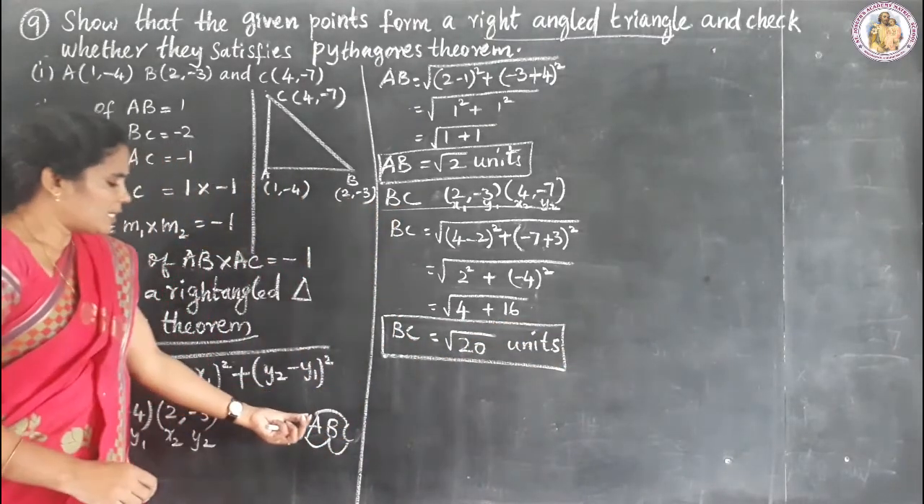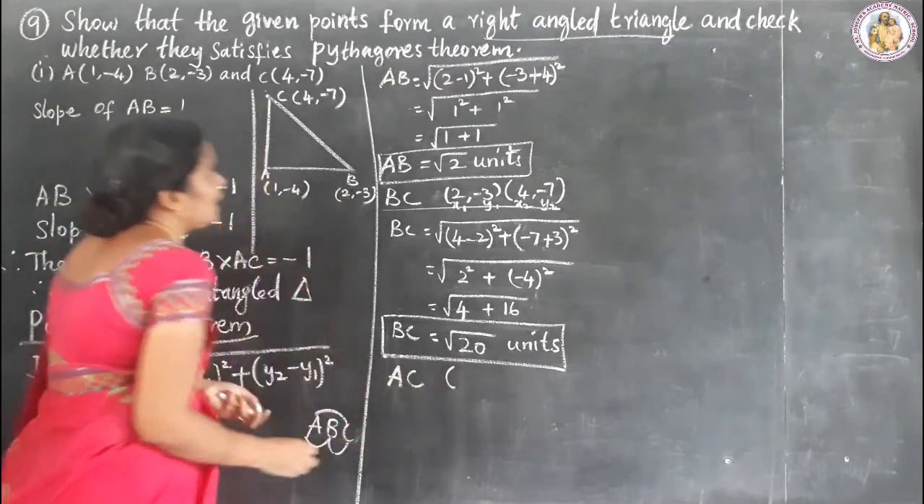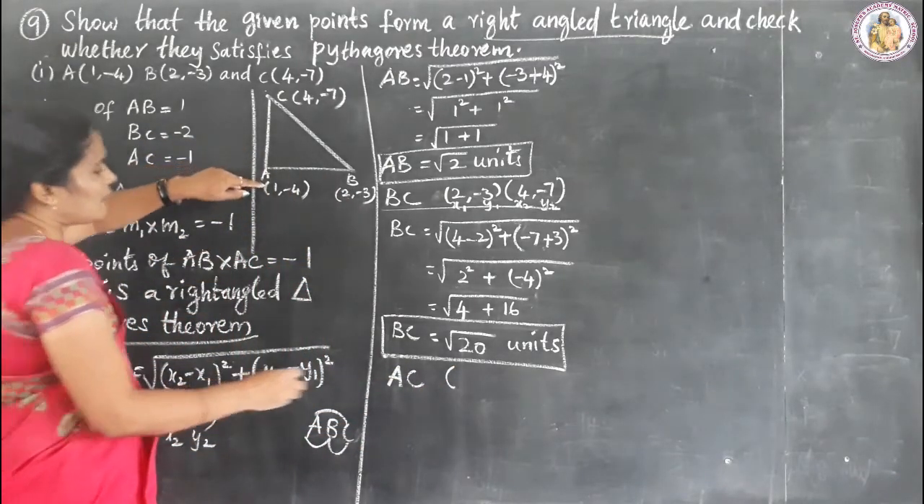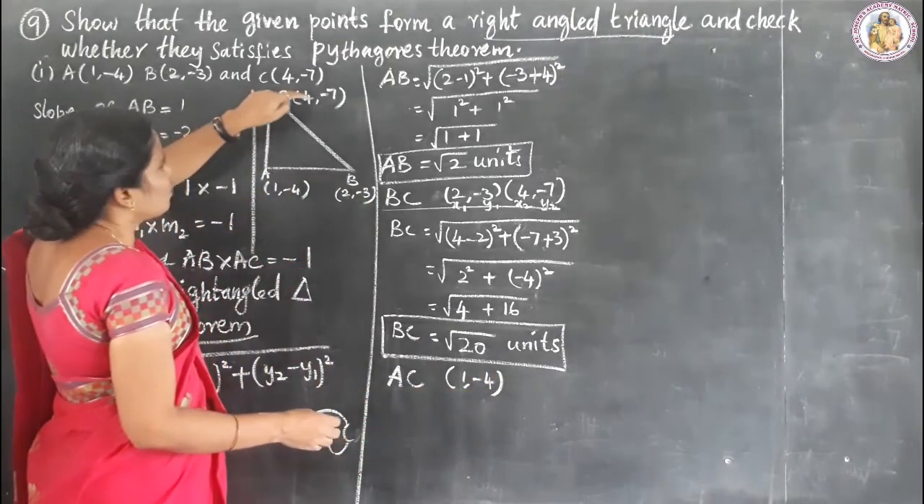And then now let us find AC. The points of AC are (1, -4) and C (4, -7).